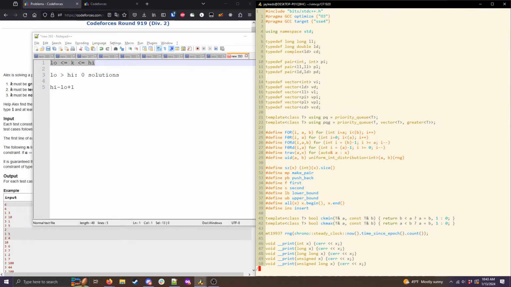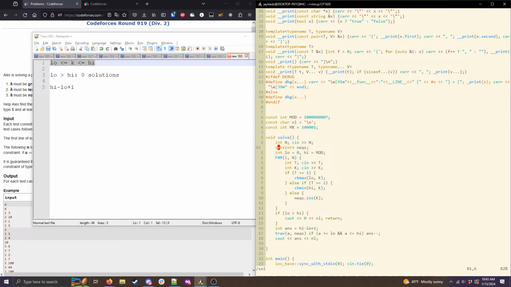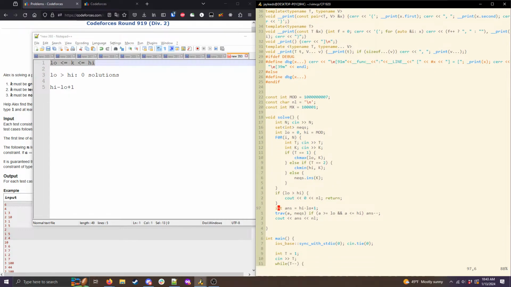And so I can show you the code to do this. This set is going to store the type 3 constraints. And so then we're just going to set low to be the max of the type 1 constraints, high to be the min of the type 2 constraints. And we'll iterate over all of the type 3 constraints and decrement the answer if necessary.